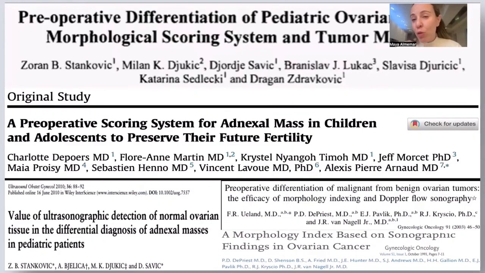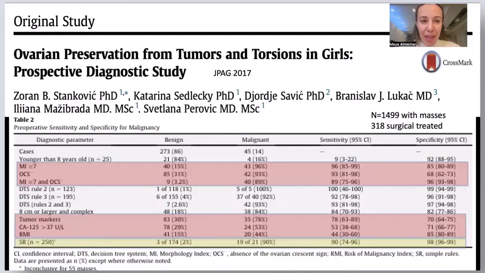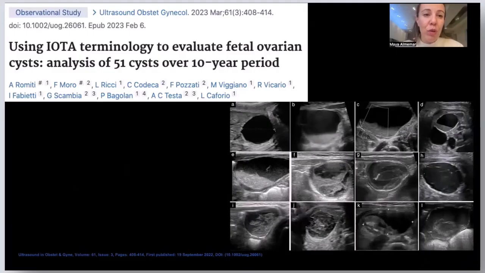There have been other models proposed in this cohort of patients. However, there have been very limited studies on this, with small numbers and very little external validation. This is a very neat study that looked at 318 surgically treated masses and found that actually RMI and CA125 did not perform as well, but potentially found the use of simple rules very useful in this cohort. And so this showed some promise for the IOTA simple rules.